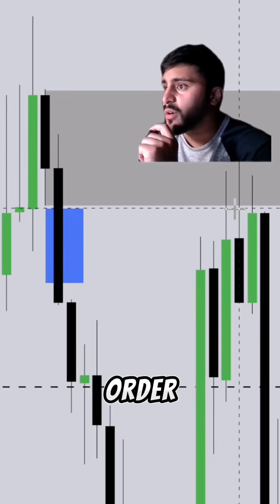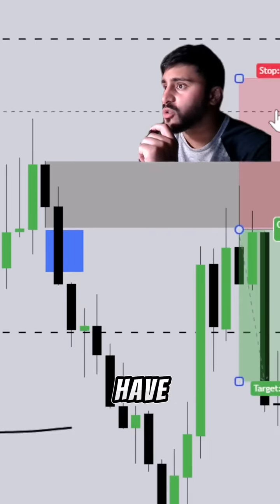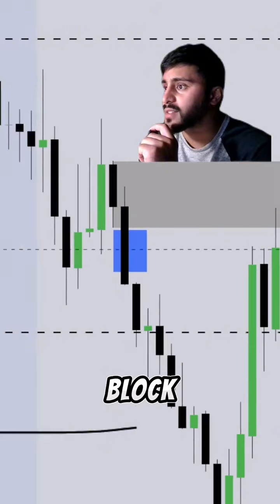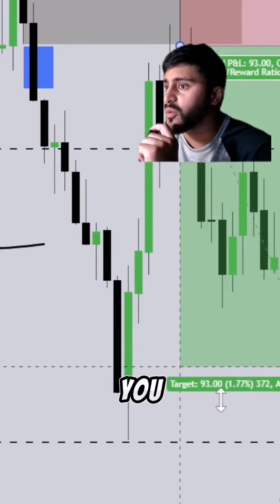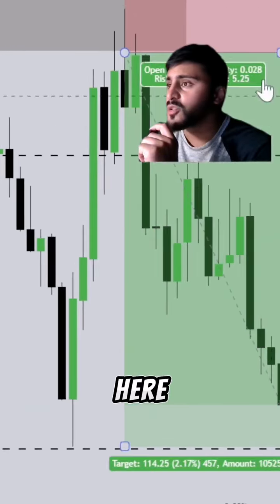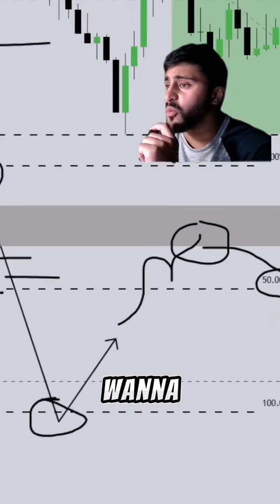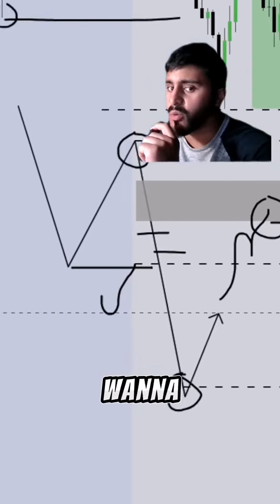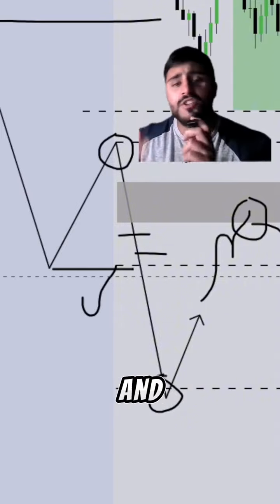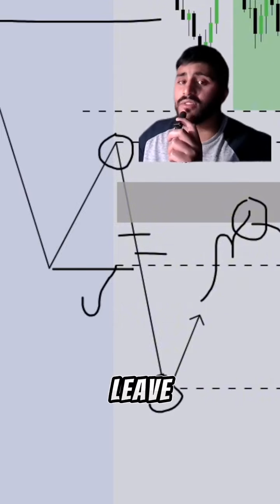So your order block is going to be where you enter from, and you want to have a stop loss just above the order block itself. Now from here, as your first target, you want to be targeting that low down here. So whenever you're trading order blocks, make sure you always follow these rules. You want to wait for price to break structure. You want to wait for price to come into a discount, and you want to be trading off zones that leave a fair value gap.